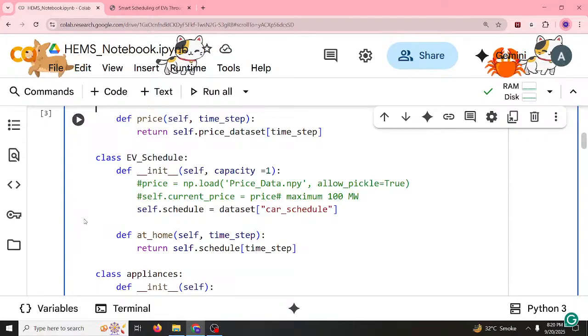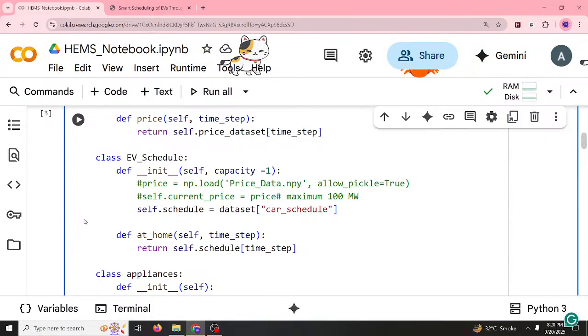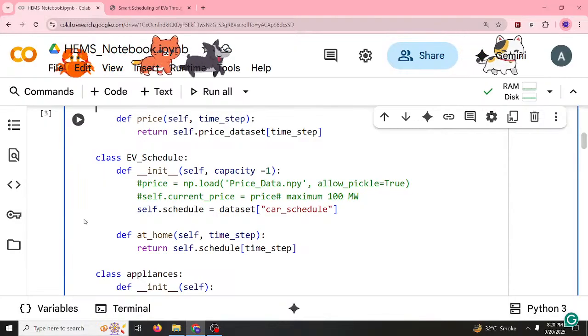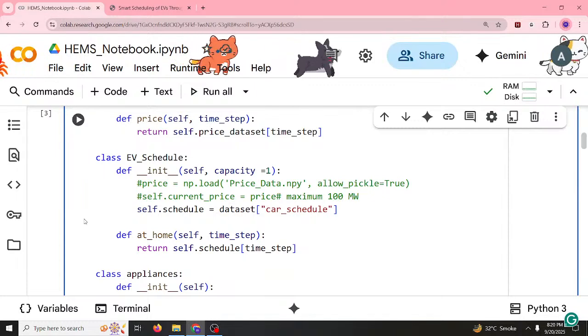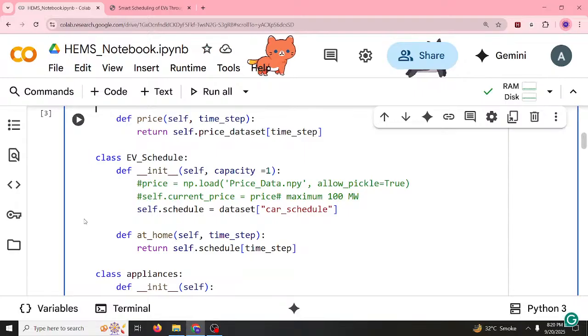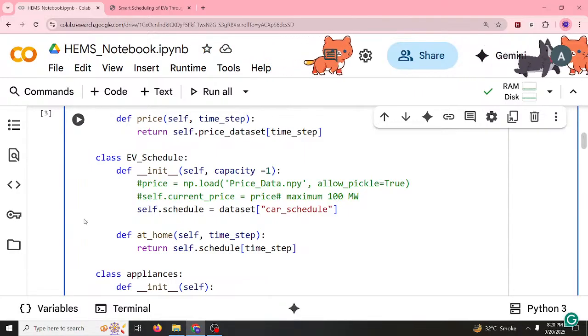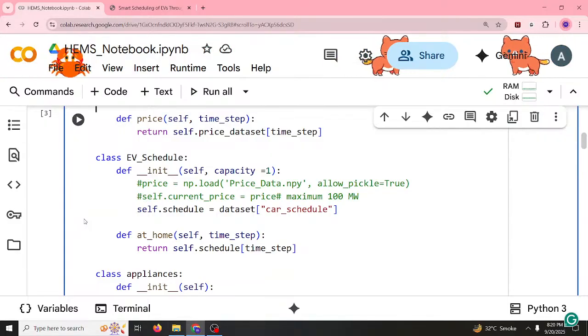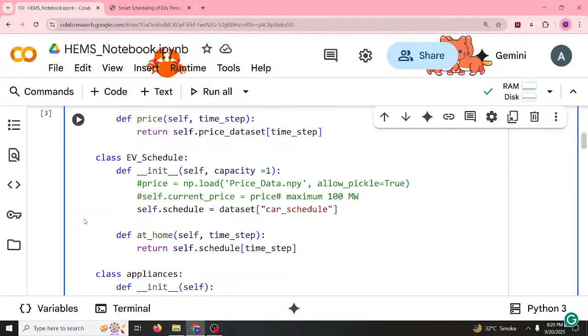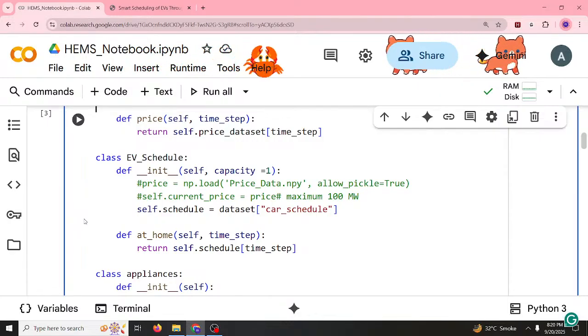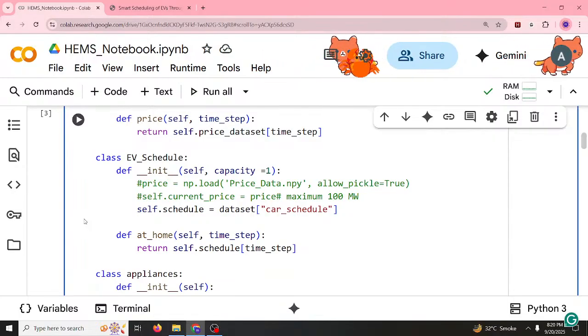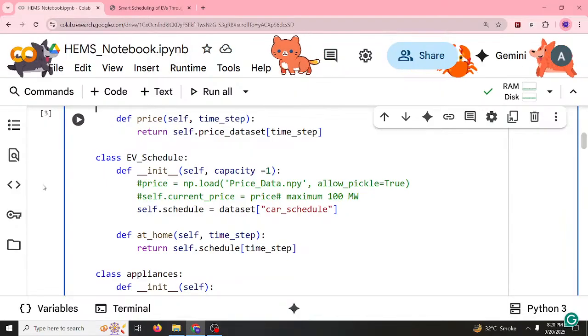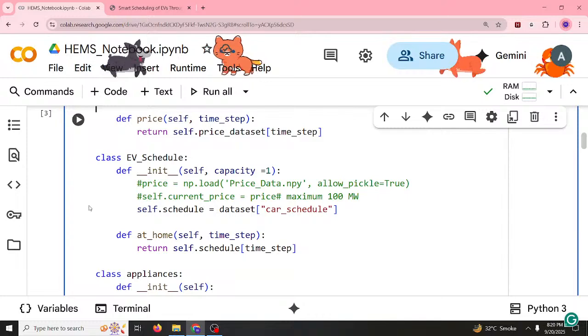EV schedule is just a schedule. Basically, we say that when a person is at home, it is usually in the office from 8 to 4, let's say, and the person is at home around 6 p.m. to 8 a.m. So in that time frame we can just charge the EV. For further adding the dynamics, we have added some dynamic in this data set. This is somewhat modeled data set, not actual data set. So modeled as per the intuition of the EV being at home.